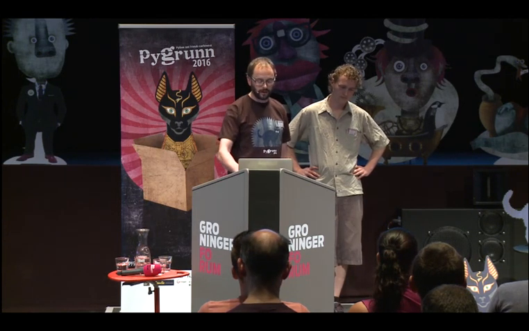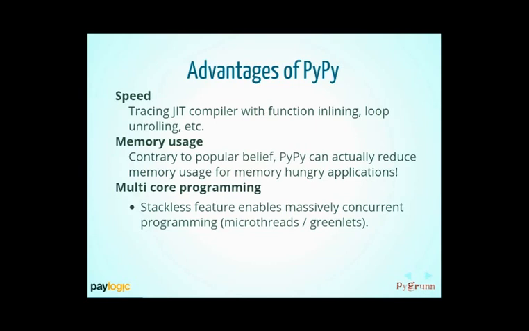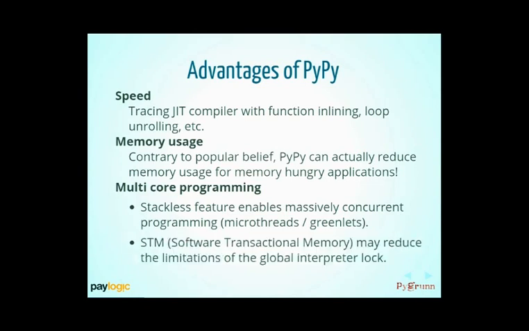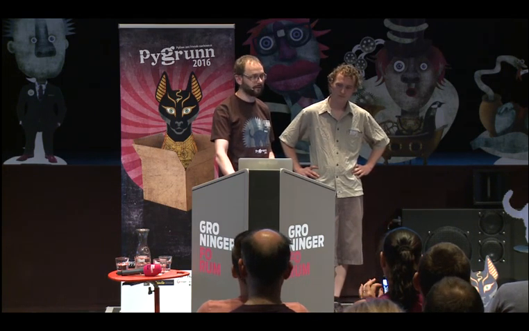And there are some features available that can help you do multi-core programming, so actually allowing you to use multiple cores on one program. There's a stackless feature, which is very similar to Stackless Python, providing micro-threads and greenlets, so you can make concurrent code. And there is the still very experimental software transactional memory. It's currently mostly an academic thing still, although there is something that works, but it has a lot of limitations still. But it may in the future actually help us get rid of this global interpreter lock that's been the bane of Python's existence since its start. But as I said, it's very experimental still.